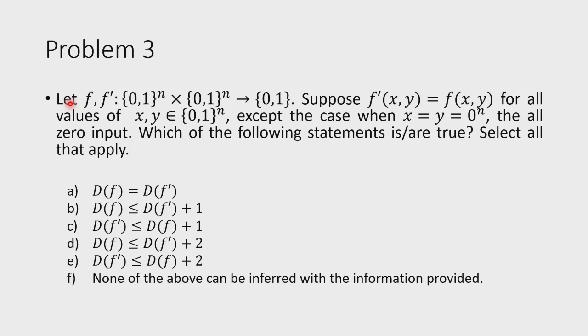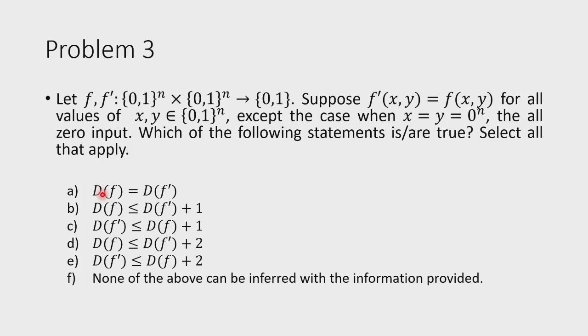Let f and f prime be two functions from {0,1}^n cross {0,1}^n to {0,1}. Suppose f prime of x,y is equal to f of x,y for all values of x and y in {0,1}^n, except the case when x and y are both the zero string. That is, both are the all zero input. Which of the following statements is or are true, select all that apply.